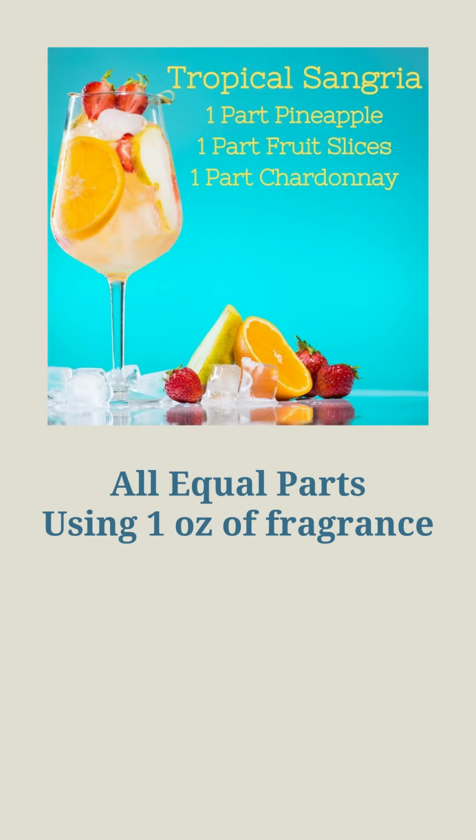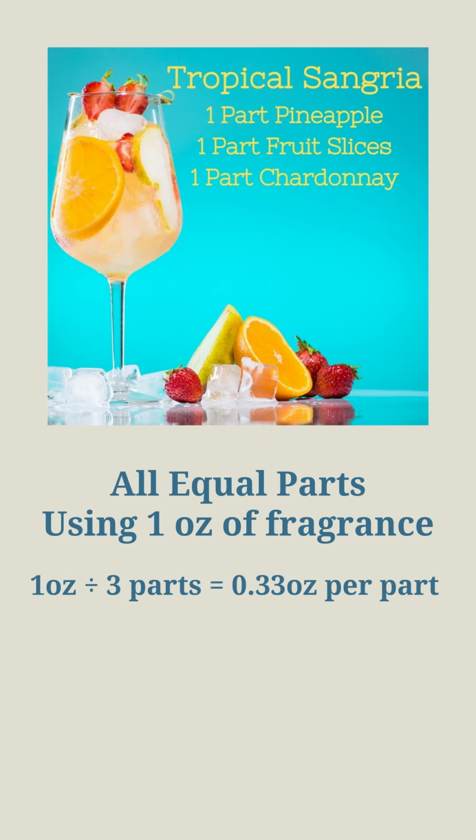So for the first example, we have this tropical sangria recipe, and it's equal parts of these 3 different fragrances: pineapple, fruit slices, and Chardonnay. And for this example, we need a total of 1 ounce of fragrance oil for our project. So we just need to do a little bit of math to figure out how much fragrance we're going to use for each of these scents.